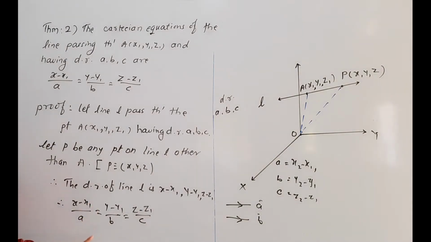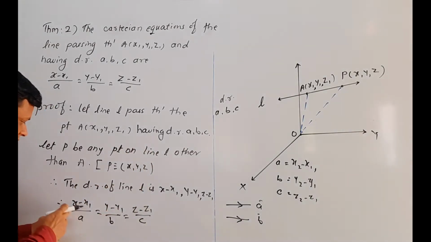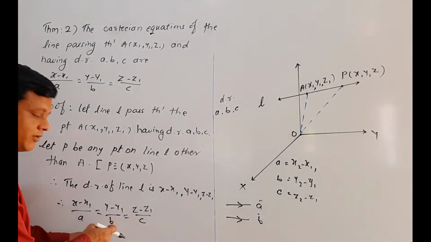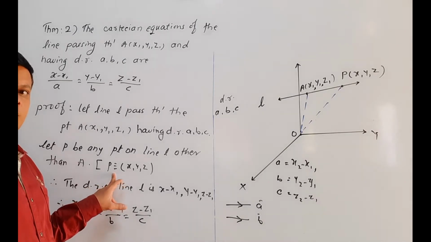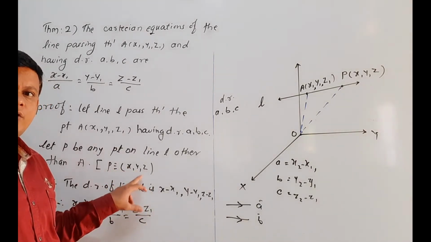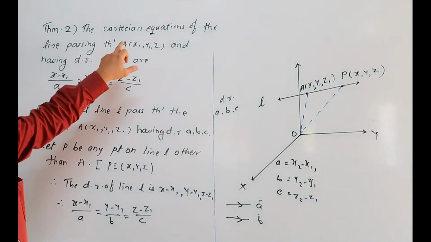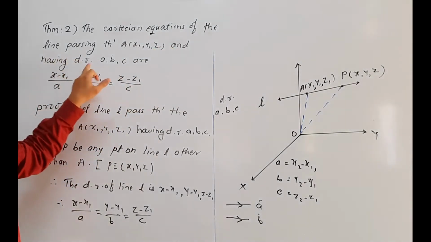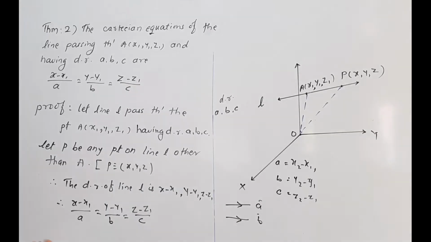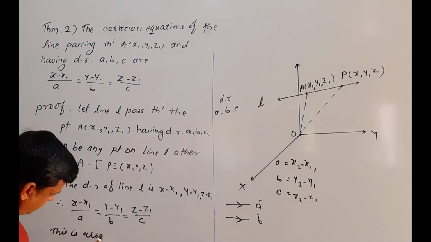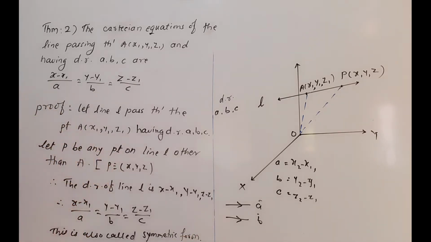If you observe, actually this is the 2-point form. That means when we consider point P as x2, y2, z2, then we get (x minus x1) upon (x2 minus x1), (y minus y1) upon (y2 minus y1) is equal to (z minus z1) upon (z2 minus z1), when we know the coordinates of point P, which we considered other than x, y, z as x2, y2, z2. So this is actually the 2-point form, but here we consider the Cartesian equation of a line passing through A of x1, y1, z1 and having direction ratios a, b, c. So we have proved the theorem second in this way. This is also called the symmetric form.